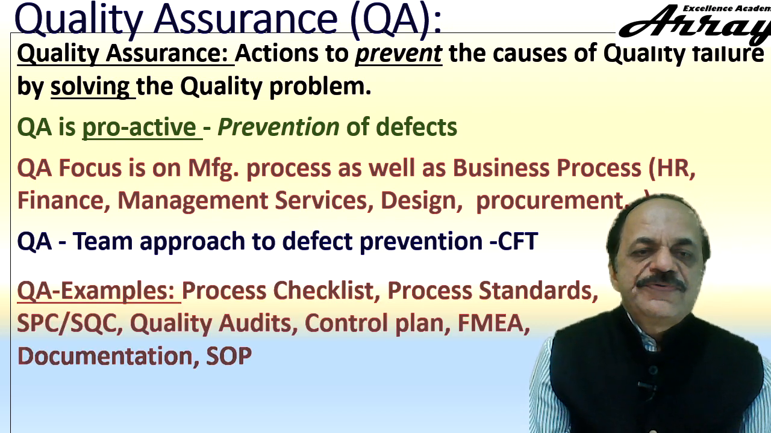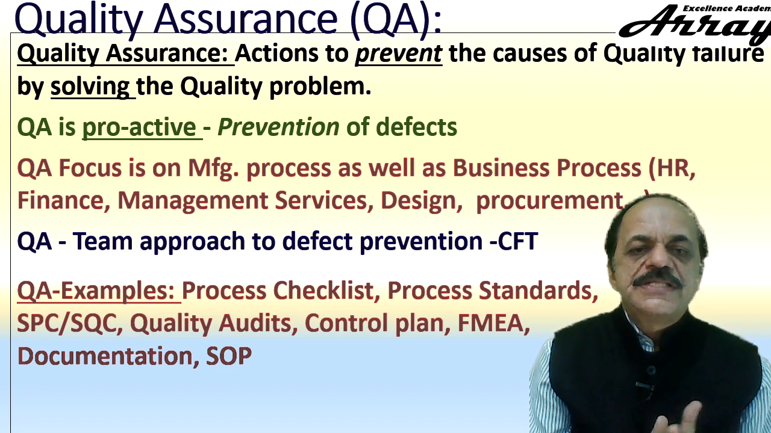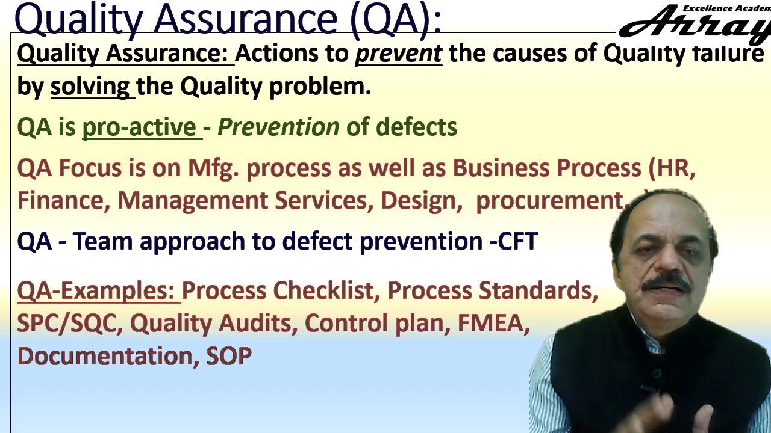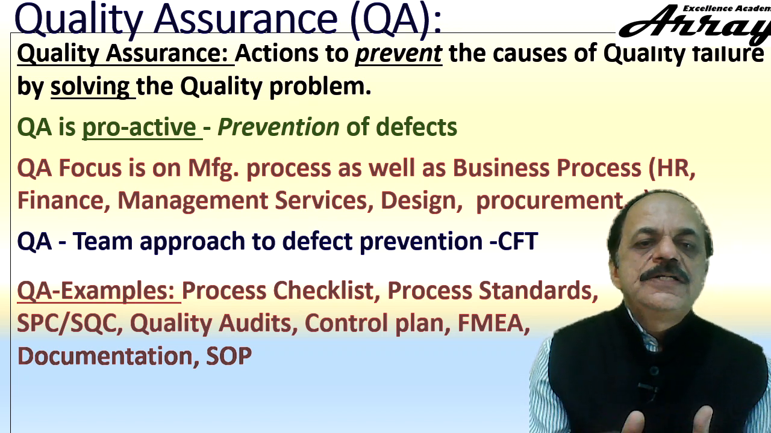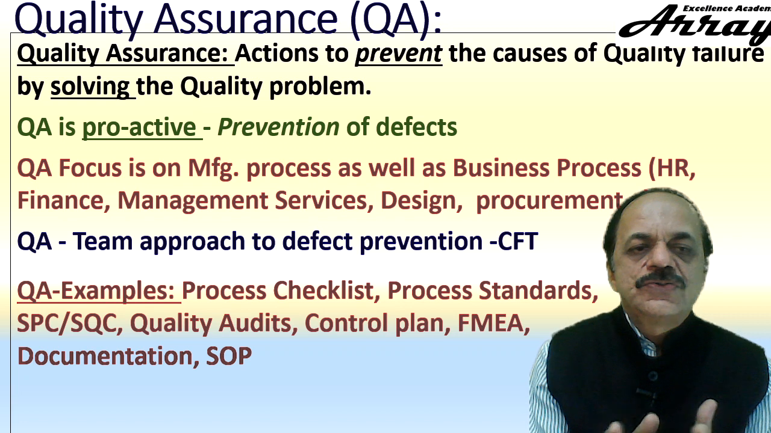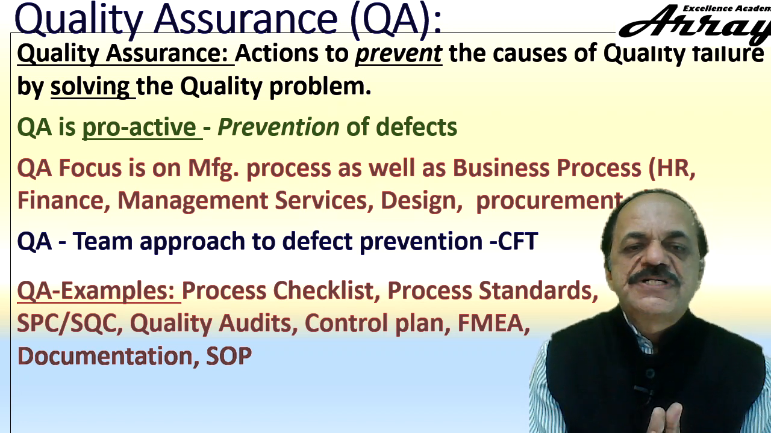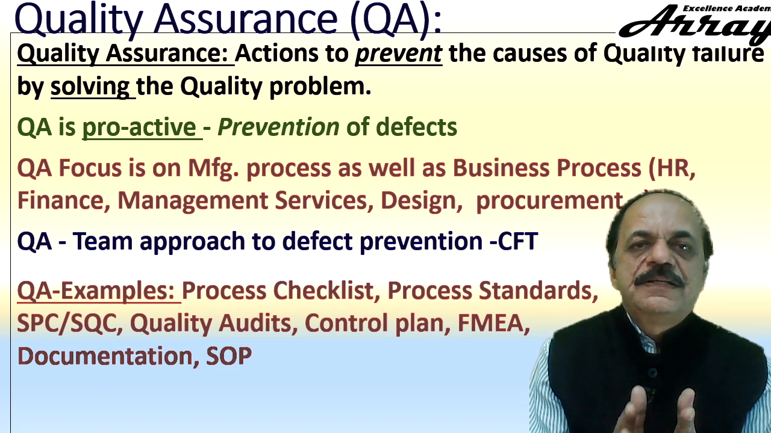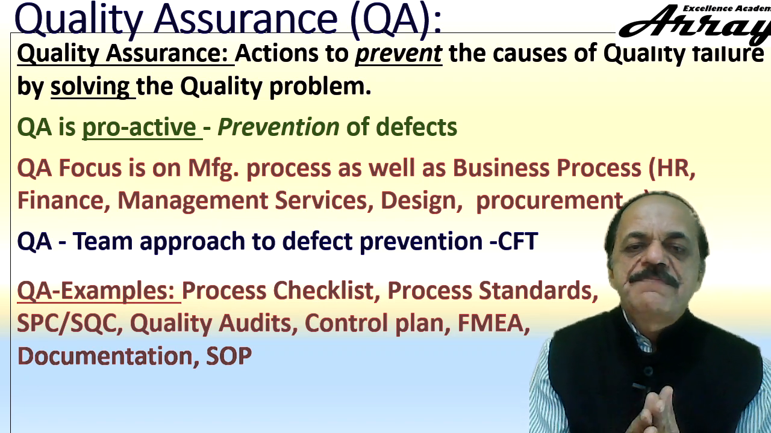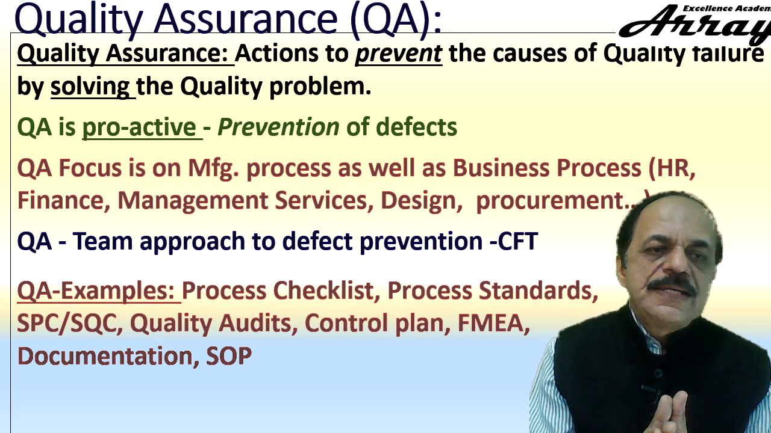And examples of QA happen to be process checklist. You write steps to follow in the process one by one, and you follow that so that there is no omission, there is no duplication. Any omission otherwise can lead to quality issues. So process checklist preparation is a proactive action and it is part of QA. Process standards preparation so that across the company the same process is done in the same way. This is also part of QA.